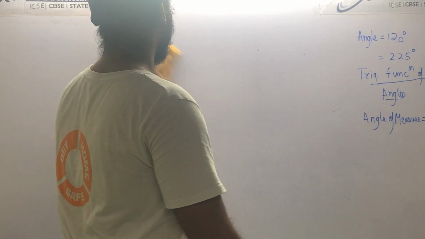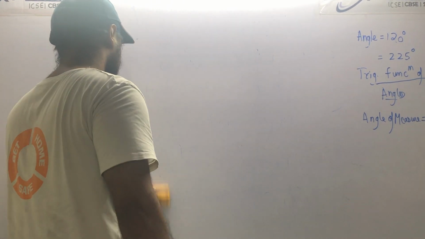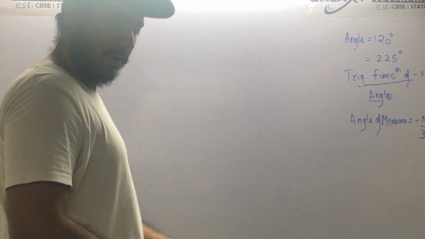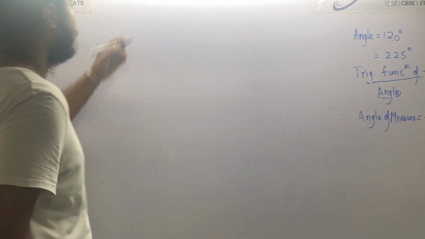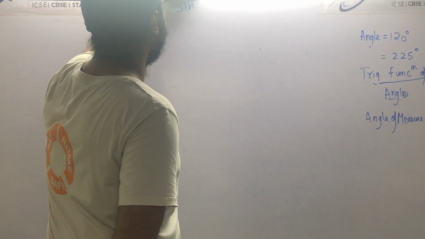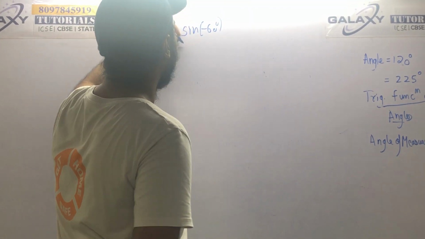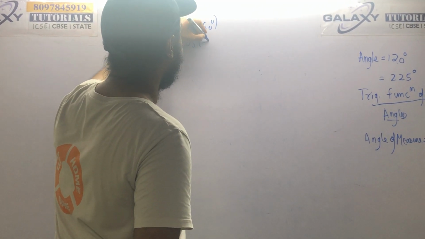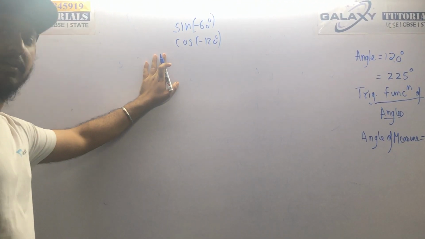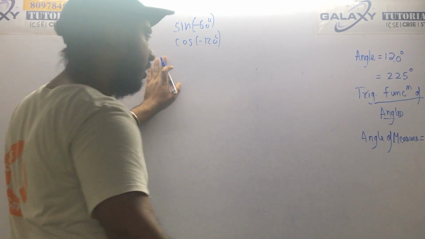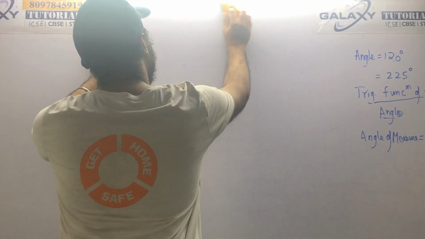Now we will start the next topic. The next topic is trigonometric functions of negative angles. What does it mean? If they have asked to find the value of sine minus 60, or the value of cos minus 120, how will you proceed? We are going to discuss this.